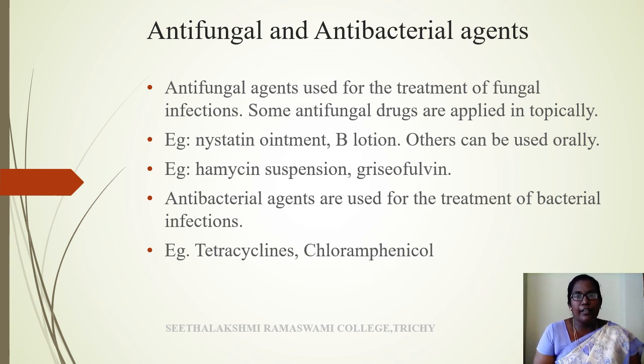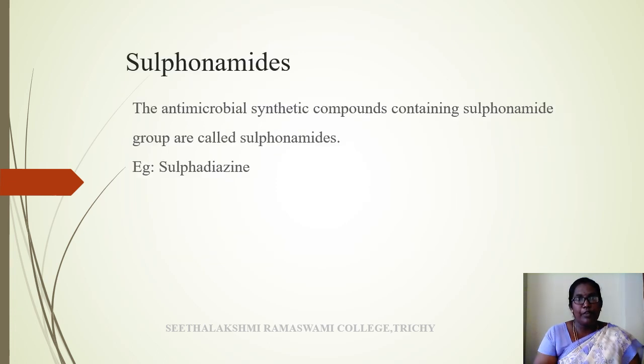Antibacterial agents are used for the treatment of bacterial infections. So bacterial infections we can treat using antibacterial agents. Examples of antibacterial agents are tetracyclines and chloramphenicol. Sulfonamides. Sulfonamides are antimicrobial synthetic compounds in which sulfonamide groups are present. The drugs which have sulfonamide groups come under this classification. An example of a sulfonamide drug is sulfadiazine.